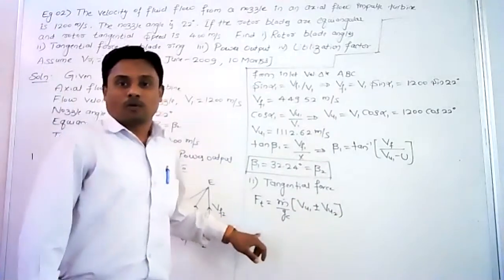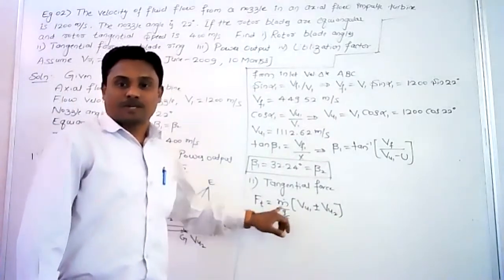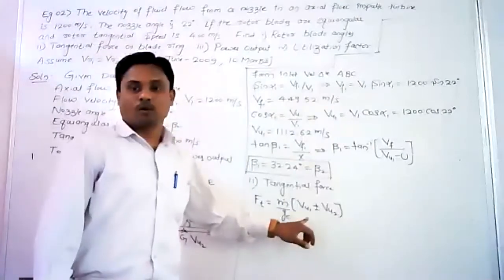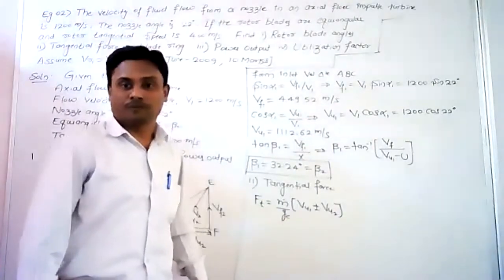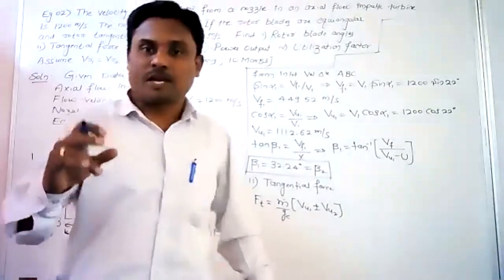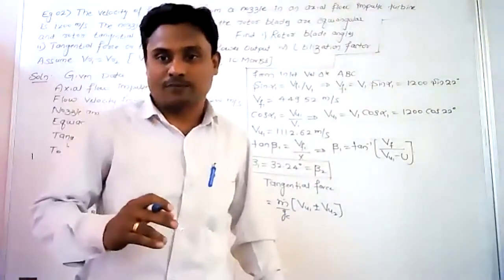The standard formula to calculate tangential force is m dot divided by Gc into Vu1 plus or minus Vu2. Now, when do we have to take the positive sign and when the negative sign? Look here carefully.